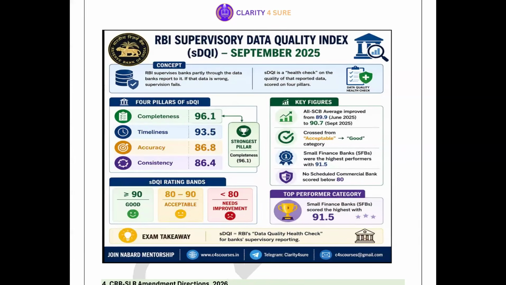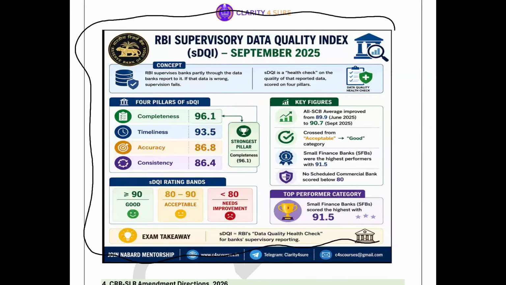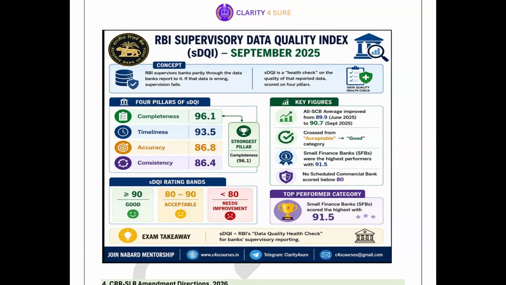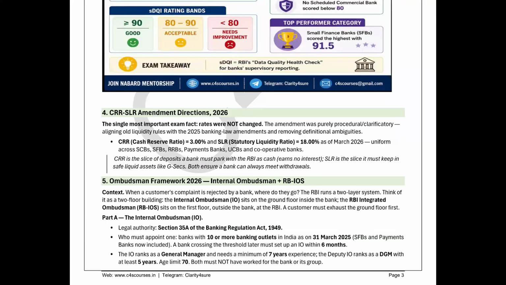If we will check, this is a mind map, and through this mind map you can easily understand. The question can be asked from this, the top performer category, and if they frame a statement-wise question in RBI, they will ask what are the four pillars of SDQI. So you should remember that is completeness, timeliness, accuracy, and consistency, right? Other tough questions they will not frame, right? Because this is an IBPS paper, not a UPSC paper. Are you getting my point?